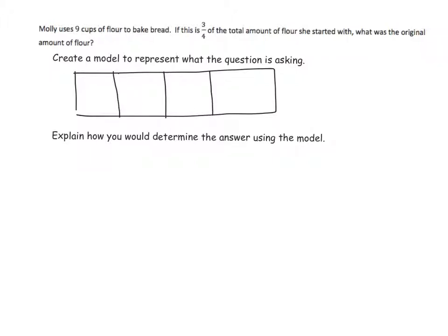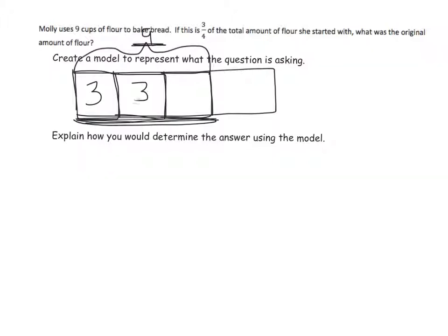So here are fourths. She used 3 of them. Okay, so 3/4, and that equaled our 9 cups. So if 3 pieces, or 3/4, equaled 9, that means each one of these 3 should represent 3 cups. So each one of the fourths should equal 3 cups. 3 plus 3 plus 3 is 9.